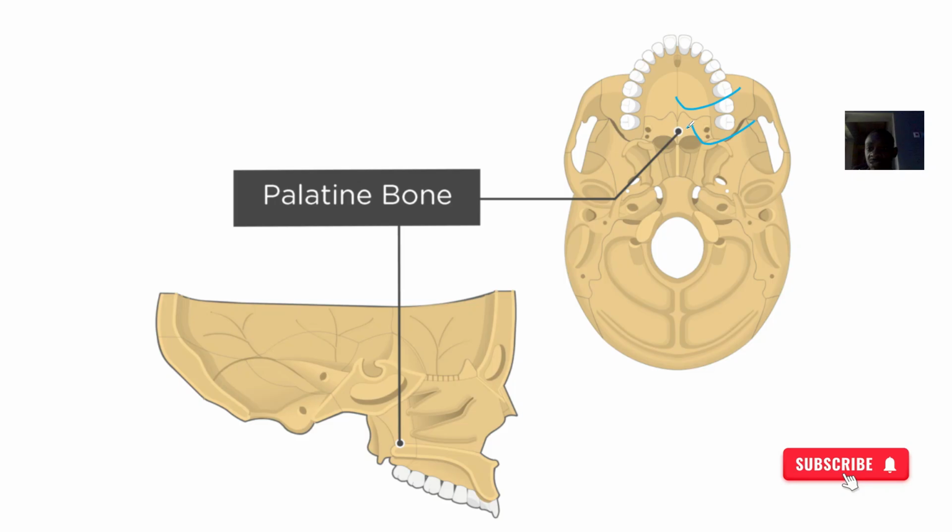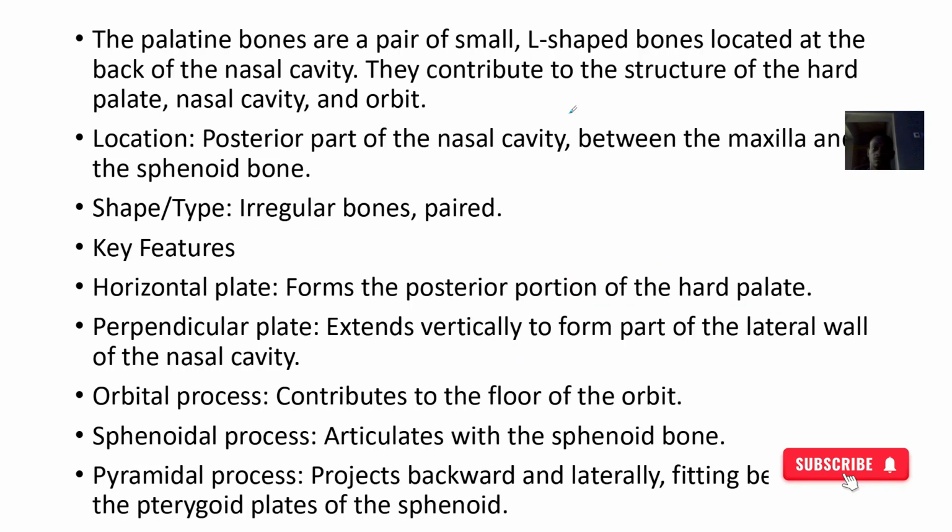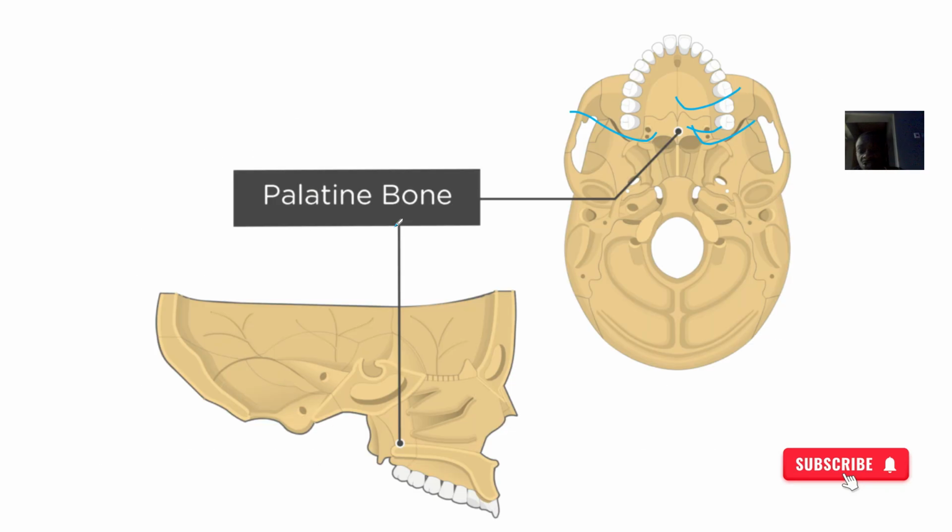You have one on this side, there's a line dividing it, you have another on this side. So it's an L-shaped bone. It's located at the back of the nasal cavity, and they contribute to the structure of the hard palate, the nasal cavity, and the orbit. Location is the posterior part of the nasal cavity between the maxilla and the sphenoid bone. So shape type is irregular bones, and they're actually paired.